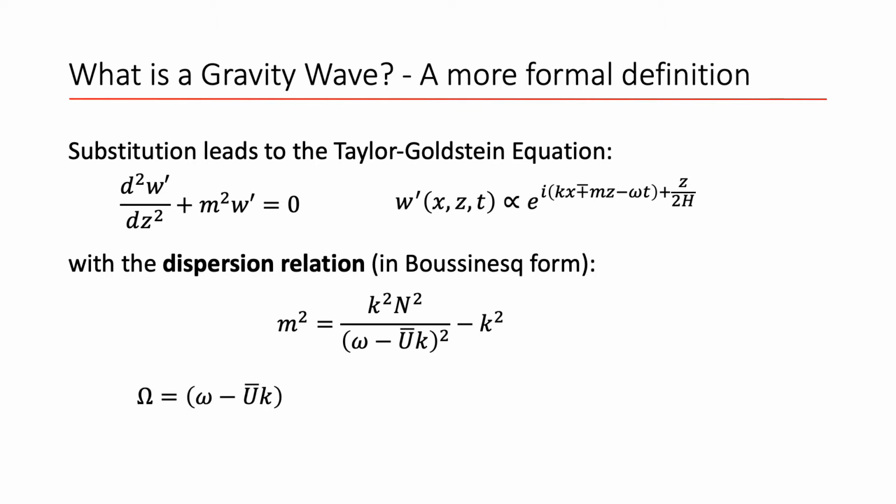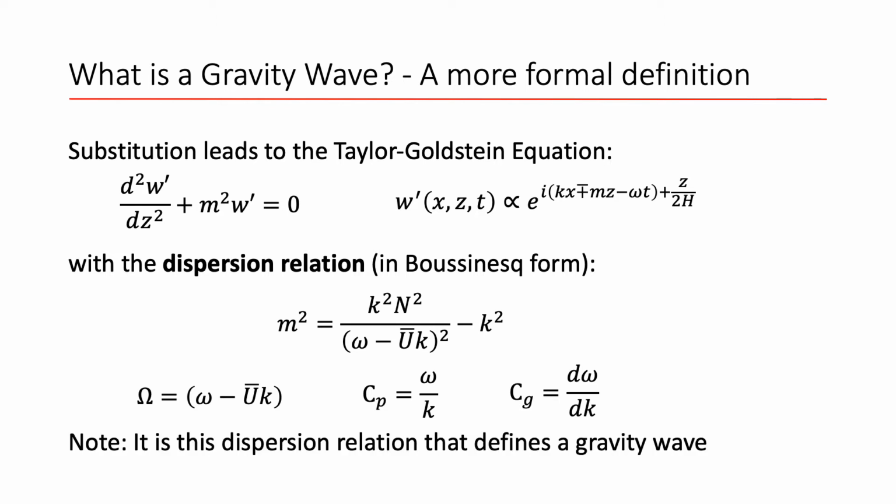So the denominator of this equation, the ω − Ūk, is known as the intrinsic frequency, and this is the frequency of the wave in the frame of the relative mean wind. Cp is the normal definition of the phase speed, ω over k, and then you have the group velocity, dω/dk or dω/dm for the horizontal and vertical group velocities respectively, and this describes the direction of propagation of the wave packet and also the energy propagation direction. It's key to note that it's this dispersion relation that makes a gravity wave a gravity wave.